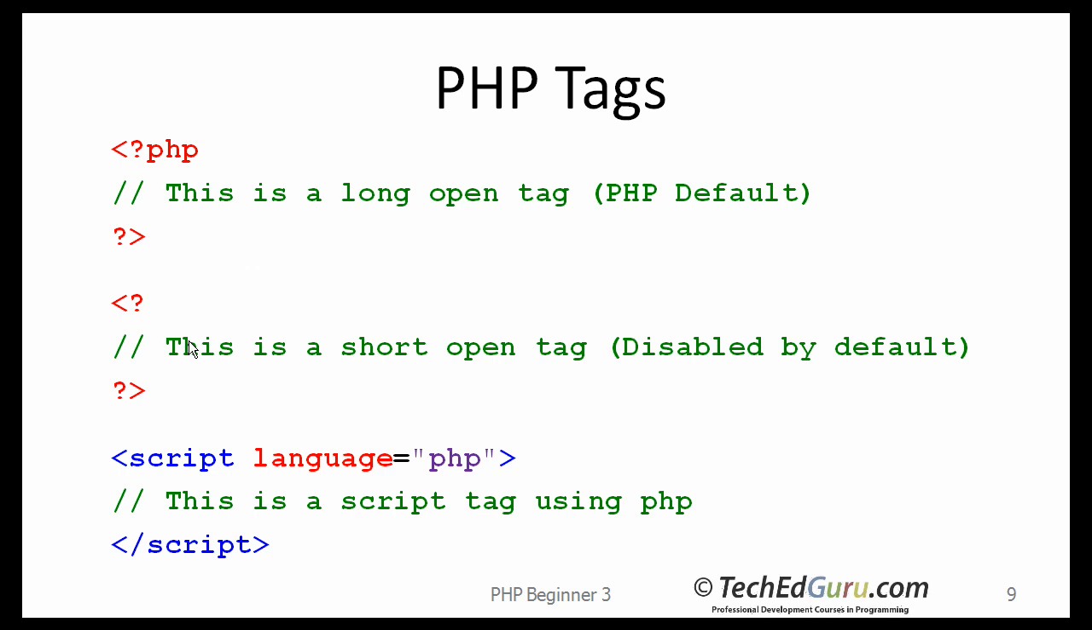The PHP tags. As you already learned, if you want to write any PHP code, it must go inside PHP tags. There are three kinds of PHP tags. One that starts with the question mark PHP and ends with the question mark. This is the default PHP tag. This is the one that you would see being used most often. You also have a shorter version of it. I would recommend avoiding this one, mainly because it may not always be supported.